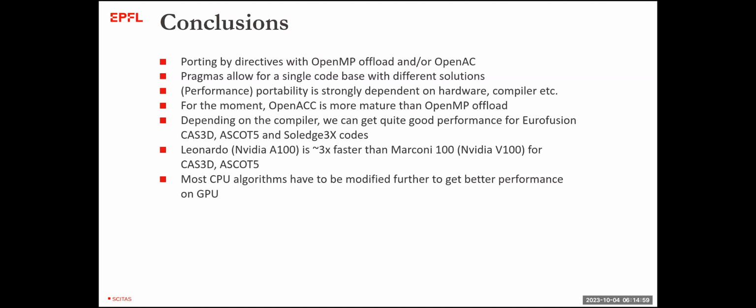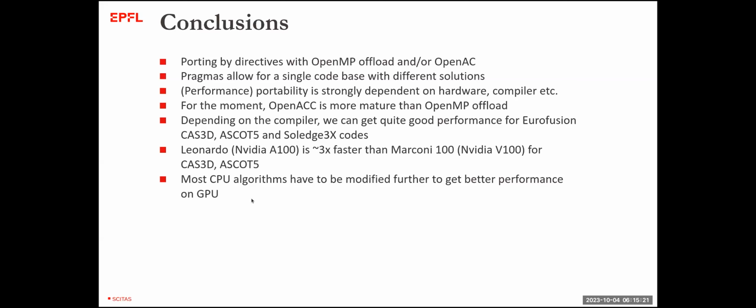And I presented on the last slides results from Marconi 100. The new machine at the same place in Cineca in Italy is Leonardo, which has A100s instead of V100s, and this is about 3 times faster for the first 2 codes that are presented. SolEdge is not really mature enough to have results yet.